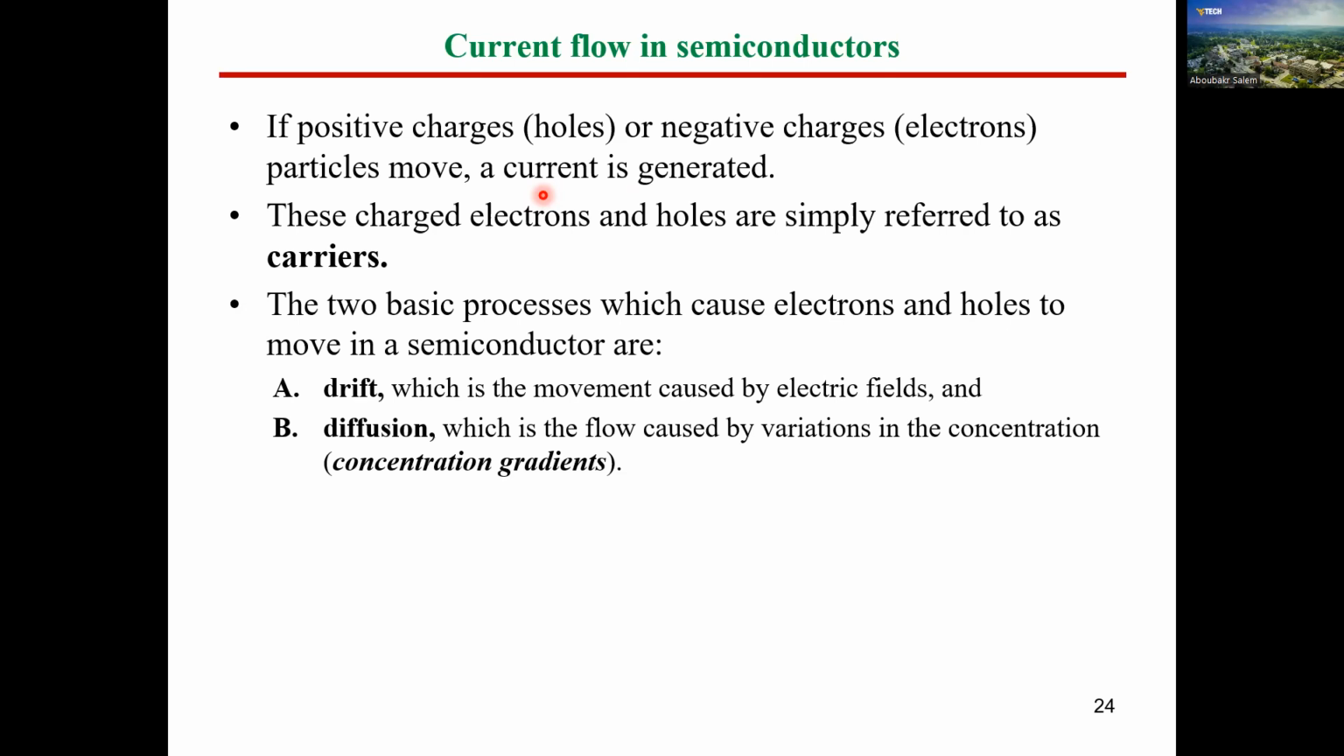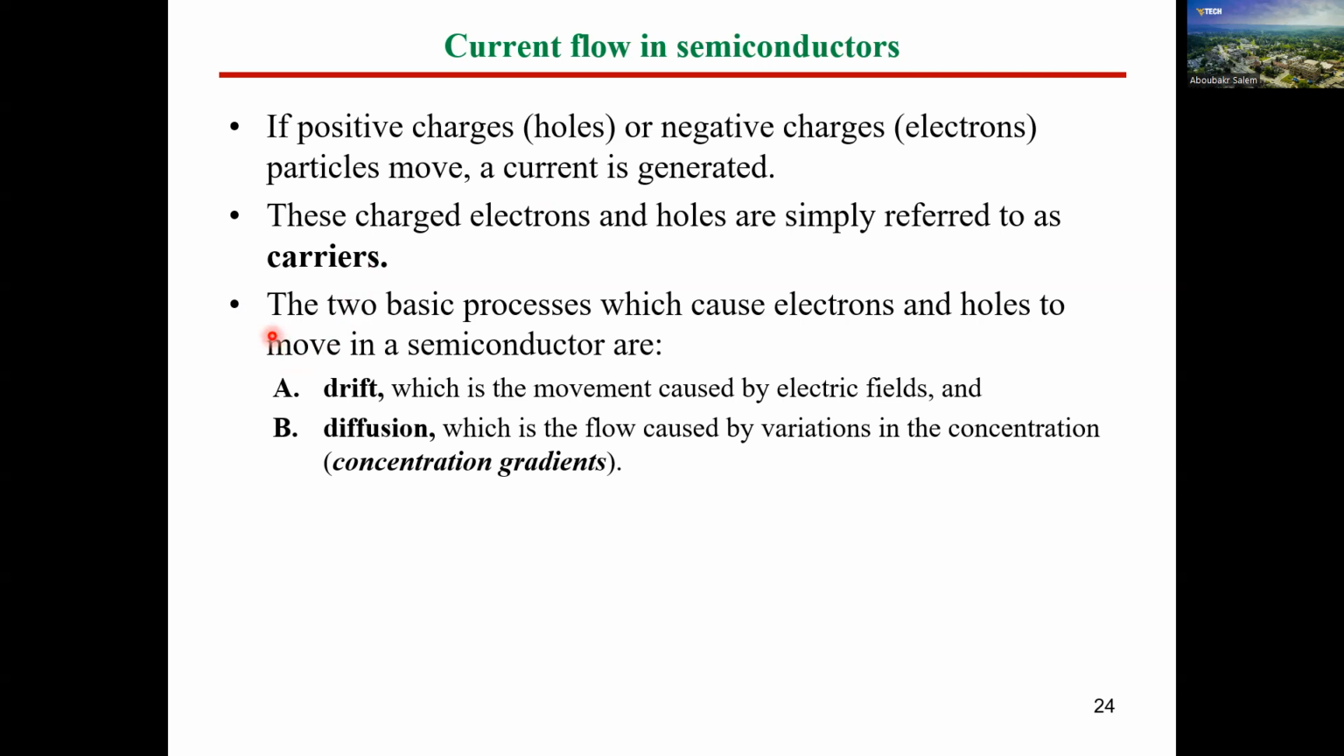So once you have flow of electrons or holes, or let's say any charges, moving in a semiconductor material, this means the current is flowing or generated. These charged electrons and holes are simply referred to as carriers. So these carriers can be positive holes or negative electrons. Once we have carriers in a semiconductor material, this means there is a current flow.